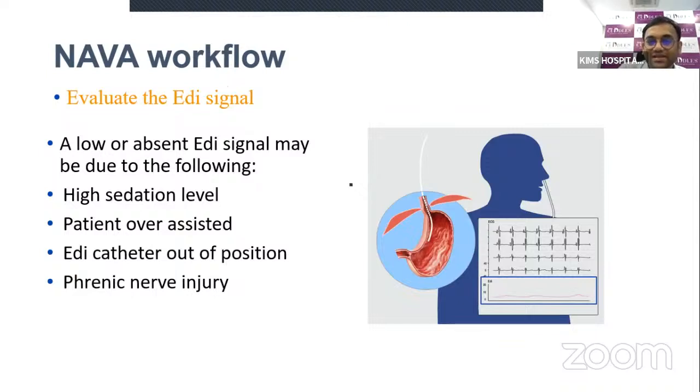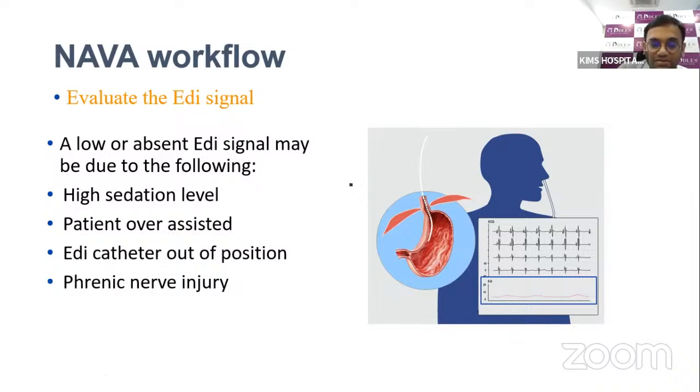Sometimes we don't find any signal in the EDI. It can be because you have oversedated the patient, so the respiratory center is also sedated and there is no electrical impulse from the brain respiratory centers. Sometimes we have over-assisted the baby, so there is no need for the respiratory center to give any stimulus because the ventilator has completely taken over the ventilatory work of the baby. Sometimes the EDI catheter may be out of position, then also there is no EDI signal, but the ECG wave is still present. There can be phrenic nerve injury in the case of birth asphyxia or HIE. There also we can have an absent EDI signal with normal ECG waves.